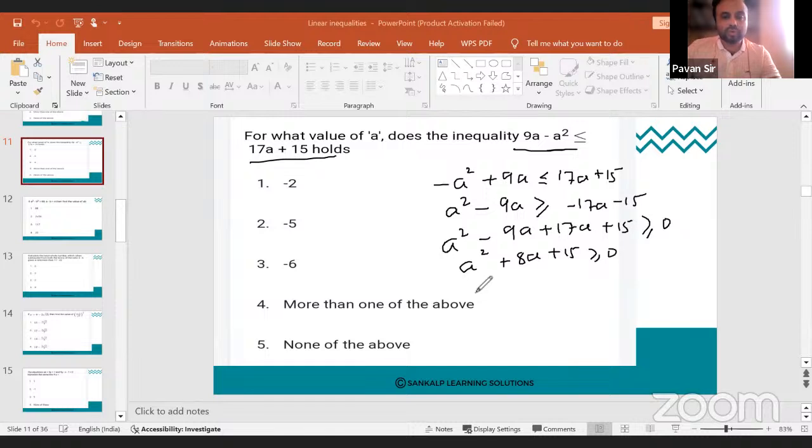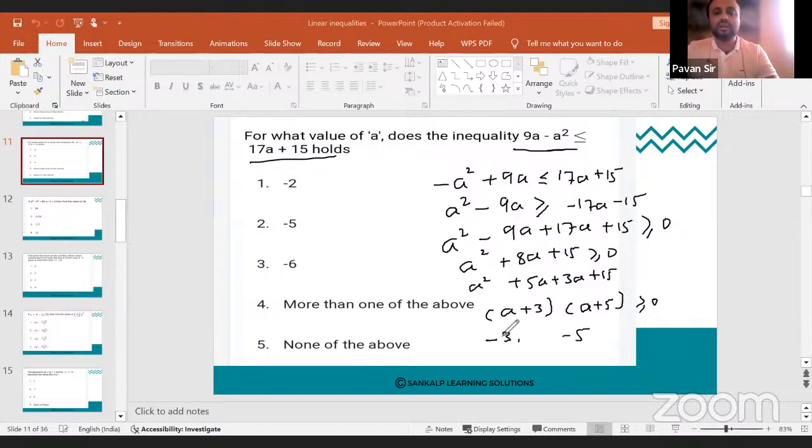Now use the quadratic equation method. 3 fives are 15, so a square plus 5a plus 3a plus 15. What are the roots you will get? That is nothing but a plus 3 and a plus 5 are greater than or equal to 0. So what is a value? Minus 3 and minus 5 are the values of a, or you can say the roots of the given equation.